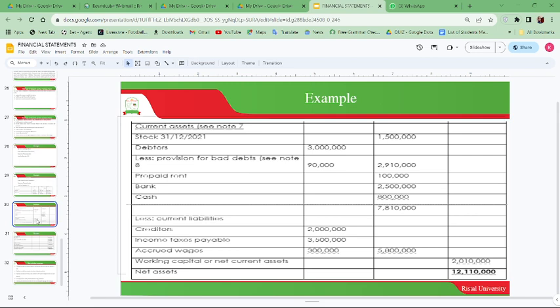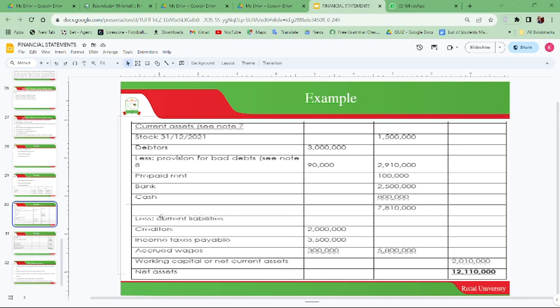So in our current assets, we have stock. The amount which was given to us was 1,500,000. Then we have debtors, which is 3 million. Then we less the provision for bad debts, which is 90. This 3 million, you less the 90, then you get this. Then we get the prepaid rent, which is 100. We have bank, we have cash, which is this. Then we come up with the total for current assets.